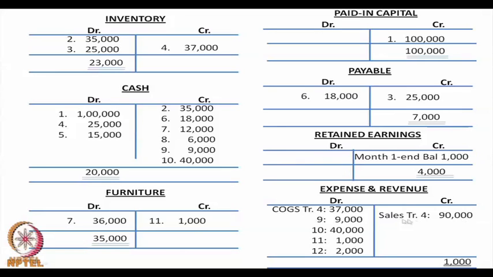So, we have to now create a sales account. This is an expense and revenue account, and this will be credited. Remember that sales is like a liability. So, this will be put in the credit side, 90,000. Sales increases by 90,000. Cash increases by 25,000 because cash sales is only 25. The remaining amount is accounts receivables.